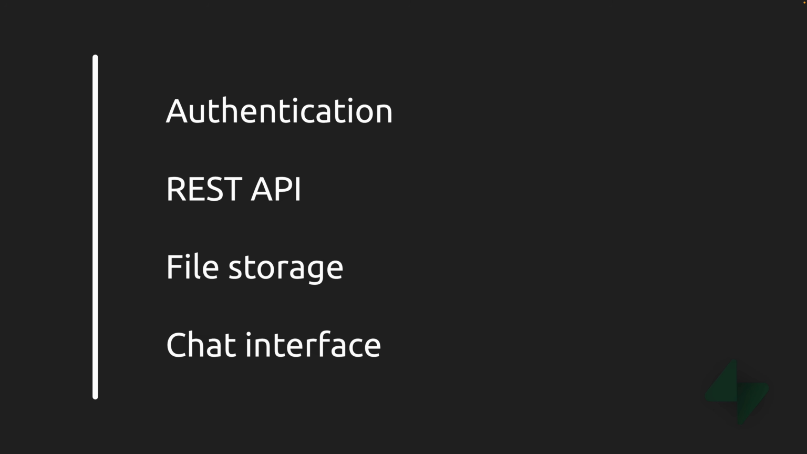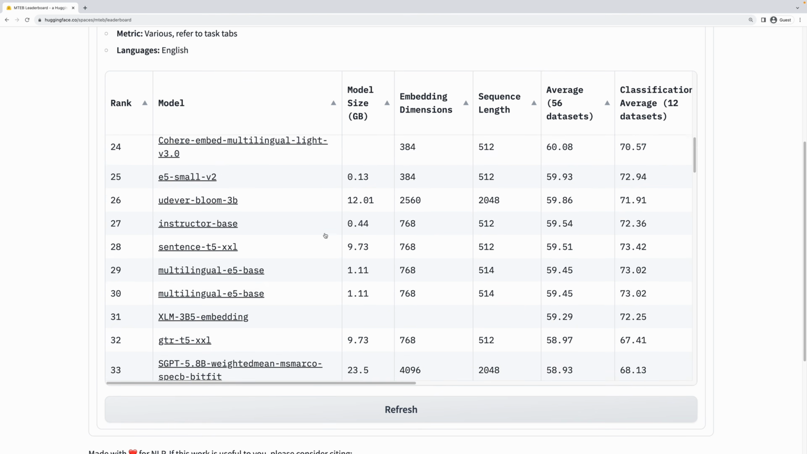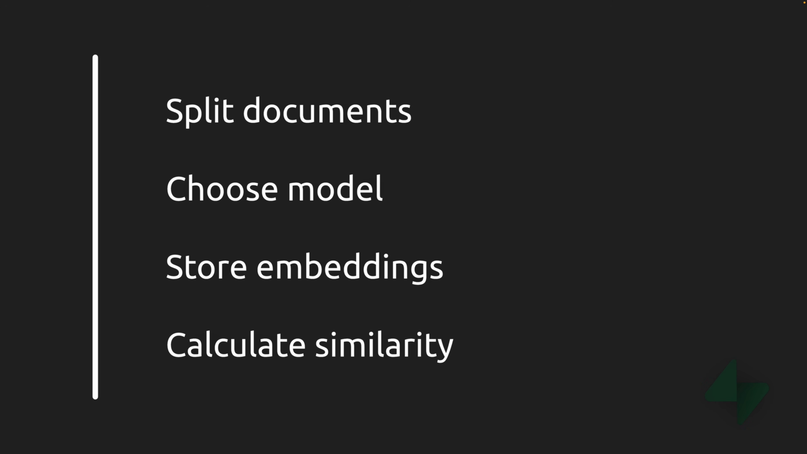And then even with embeddings themselves, how do you split up a document before you generate embeddings on them? How do you choose the best embedding model? How do you store those embeddings in the database? How do you create indexes on those embeddings? What's best practices for calculating similarity between those embeddings? So in this video, we'll address all of those pieces.